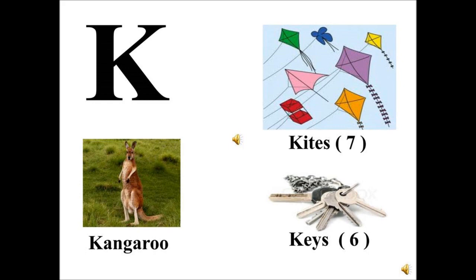Let's spell kites. K-I-T-E-S. Kites. Let's spell the K word, kangaroo. K-A-N-G-A-R-O-O. Kangaroo. Let's spell the K word, keys. K-E-Y-S. Keys. Great job. Very good. Those are K words.